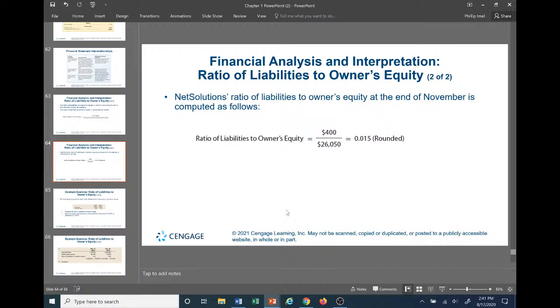Let's put in some of the numbers we have from Net Solutions for the ratio of liabilities to owner's equity at the end of November. Let's see what we get. We know they had total liabilities of $400 and total owner's equity of $26,050. Rounded, that's going to be 0.015.